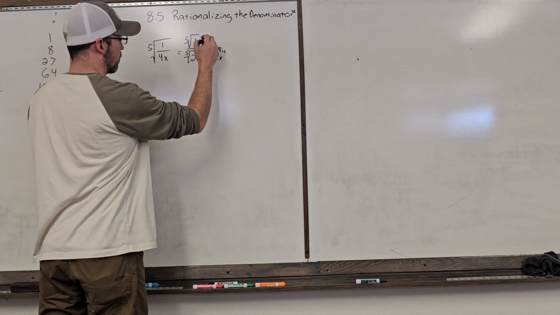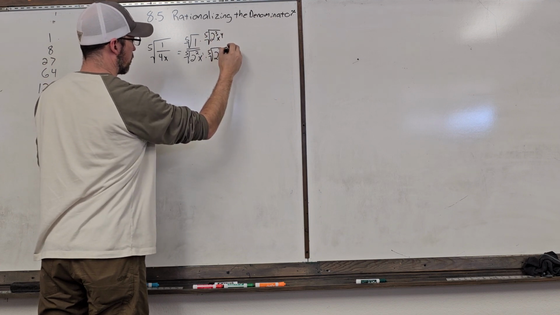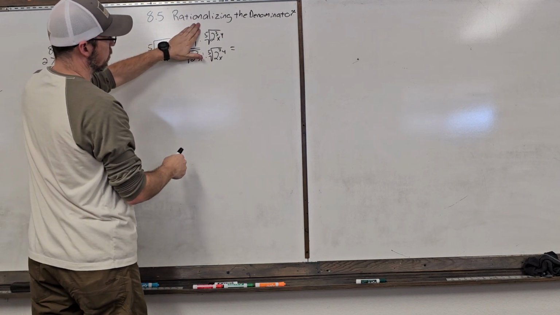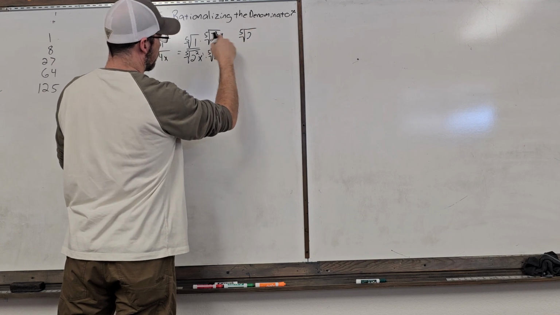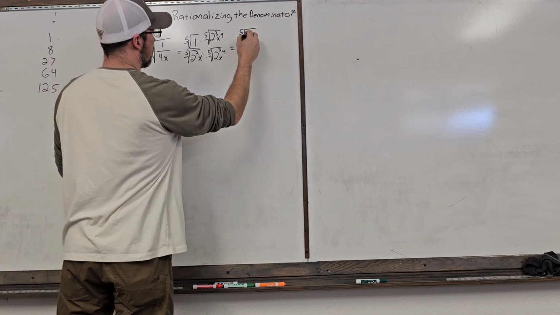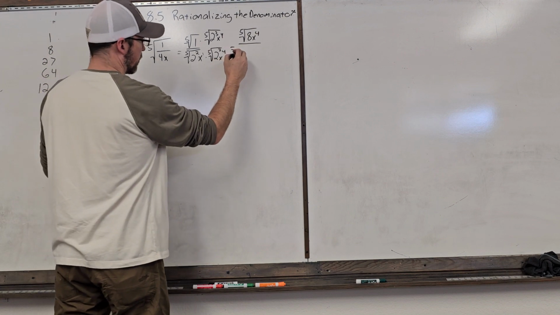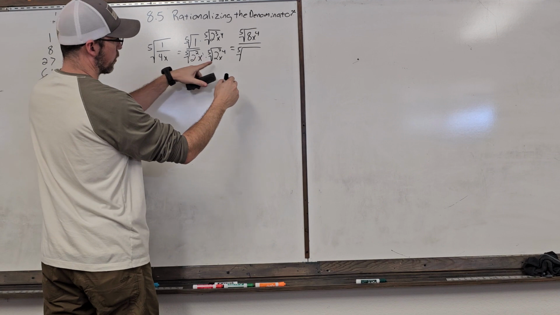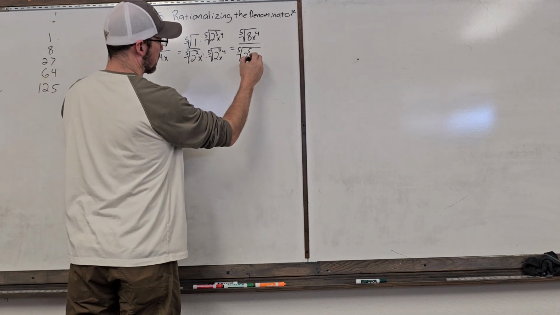Do the same thing on top. 2 to the 3rd, x to the 4th. On top, I know the 5th root of 1 is just 1. So it'll be 1 times the 5th root of 2 cubed is 8. 2 times 2 times 2 is 8. X to the 4th over, this is going to be the 5th root. I'm going to write it just like I have it here so we can see what's going to happen. 2 squared times 2 to the 3rd is 2 to the 5th. X times x to the 4th is x to the 5th.